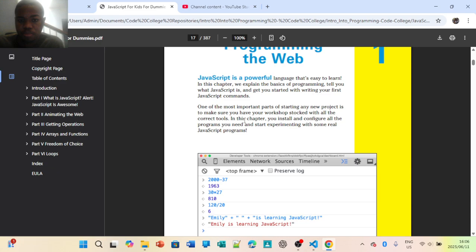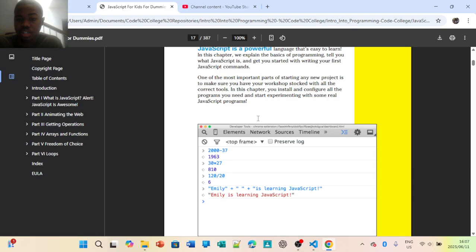In this chapter, we explain the basics of programming, tell you what JavaScript is, and get started with writing your first JavaScript commands. One of the most important parts of starting any new project is to make sure you have your workshop stocked with all the correct tools. In this chapter, you install and configure all the programs you need and start experimenting with some real JavaScript programs. What is JavaScript? JavaScript is awesome.